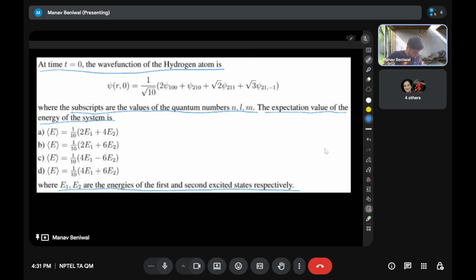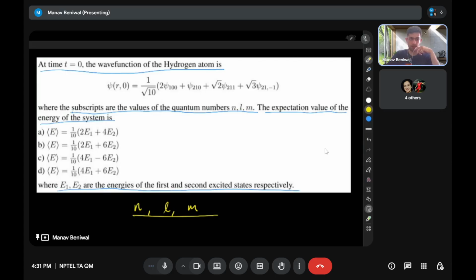Okay, first thing, we have 3 quantum numbers. We have n, we have l, and we have m. And we are asked about the expectation value of the energy of the system, and the system is a hydrogen atom. So on which of these quantum numbers will our energy depend?